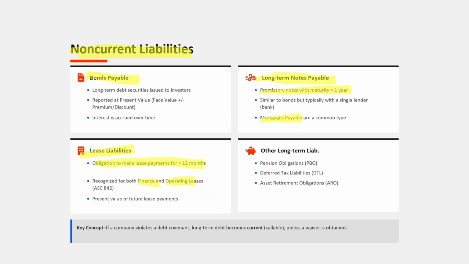We have a catch-all section, which is the other long-term liabilities. Those are pension obligations, deferred tax liabilities, and asset retirement obligations. Not very common even for the CPA exam.